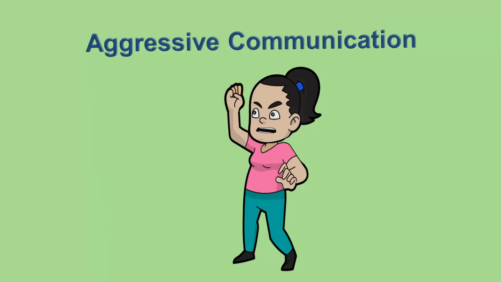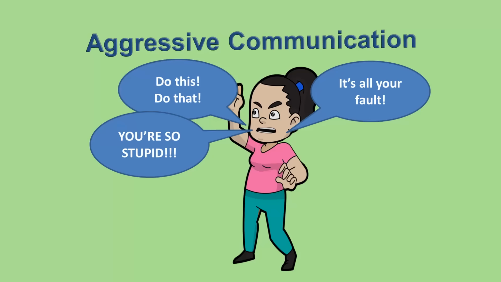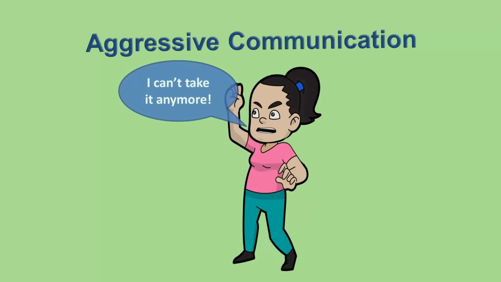Aggressive communication is the opposite of passive. We make demands, give orders, blame or try to control others, raise our voices, or even start yelling and screaming. And sometimes we start off with passive communication, but then once we can't keep things in anymore, we explode and start communicating aggressively.